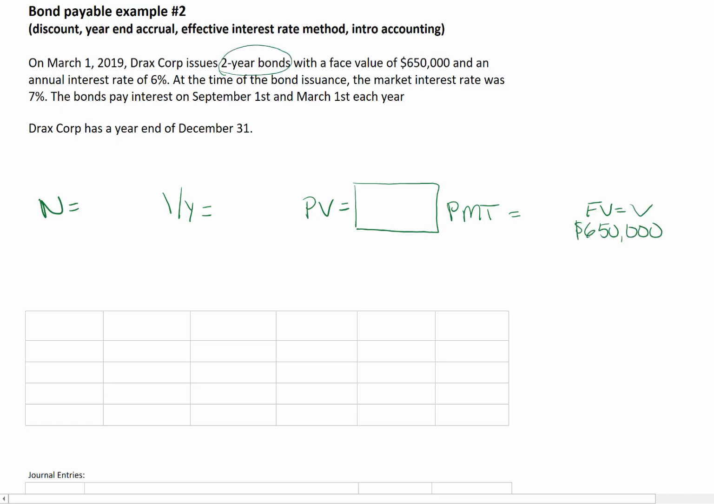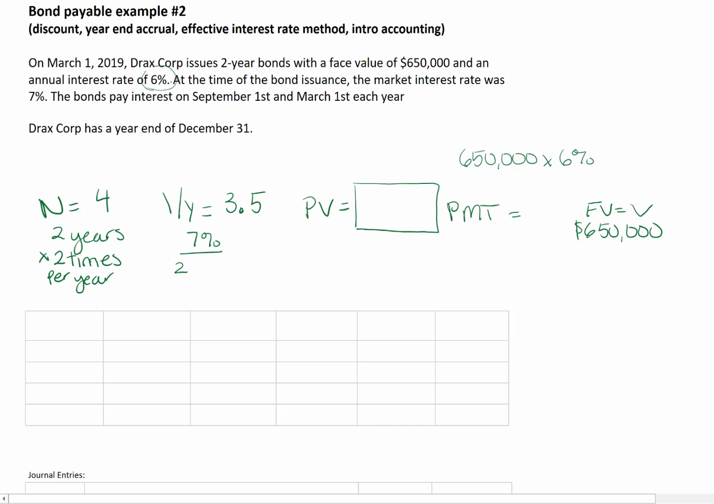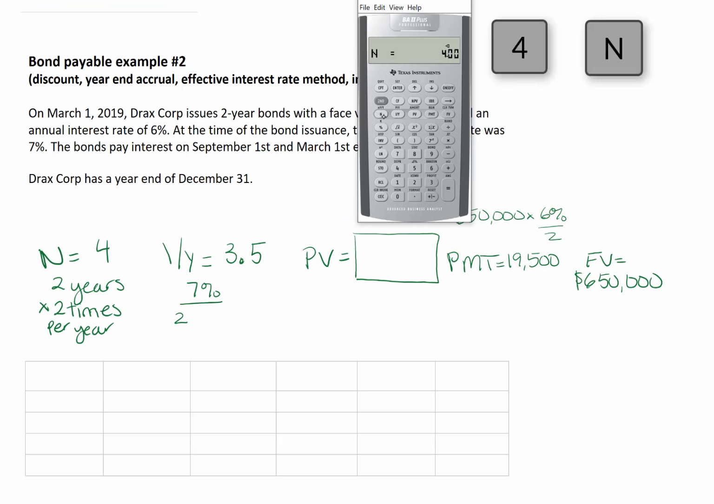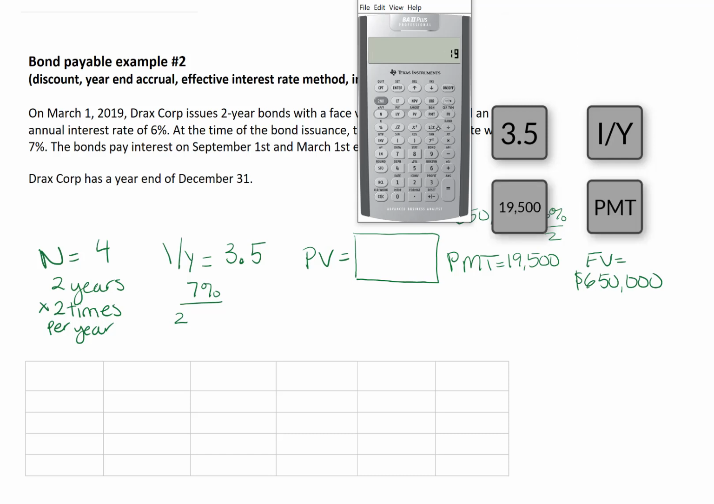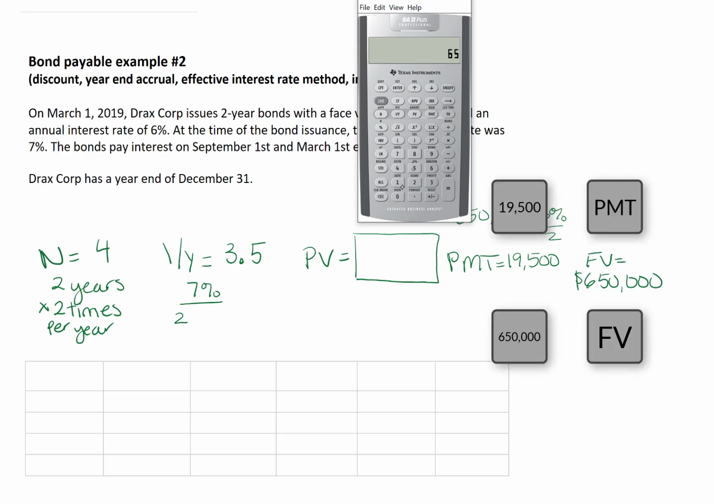Our N is going to be 4 because we have 2-year bonds and they pay interest twice a year, so 2 years times twice a year equals 4. Our IY is going to be the market interest rate of 7% divided by 2, so 3.5. And your PMT is going to be the cash payments we make to our bondholders every 6 months, so $650,000 times our bond interest rate of 6% divided by 2. Now I'm going to put those into my calculator: N is 4, 3.5 IY, 19,500 PMT, and 650,000 FV.